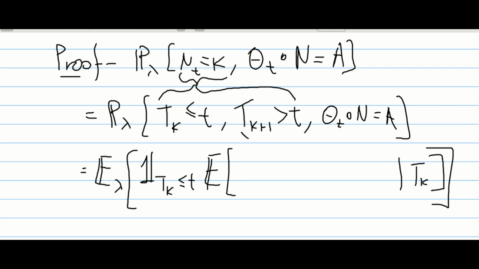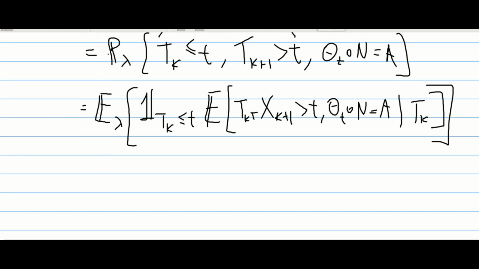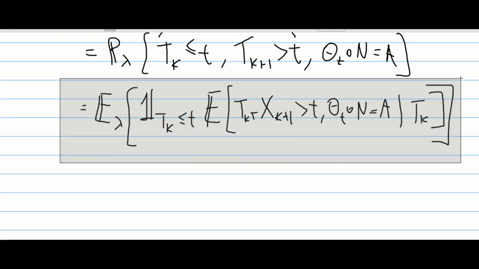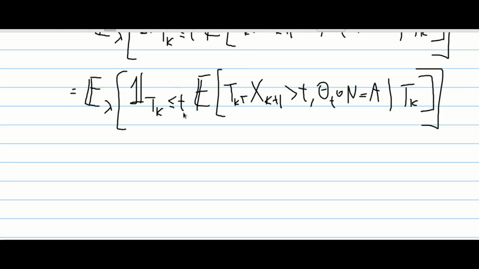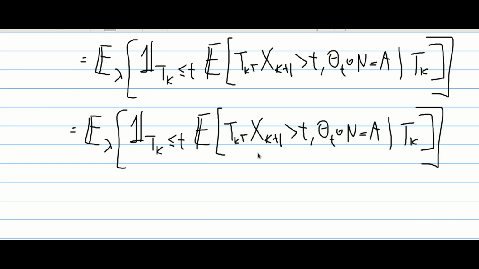We can rewrite this, of course, using its definition. T_{k+1} is Tk plus X_{k+1}, and this is larger than t, and the theta is still here. Okay, we already did this trick previously, which is the substitution principle. I recommend everyone to review it from Probability 1. It allows us to take, sorry, let me write this a bit more clearly, a sum.